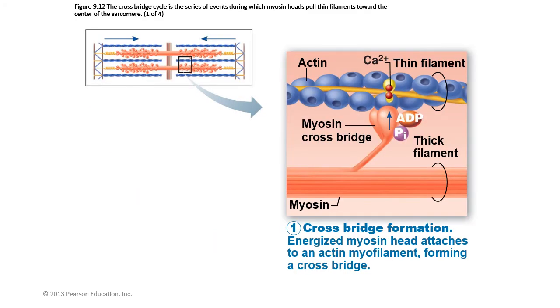The last steps associated with contraction is the cross bridge cycle. So this is the first step of that, where the myosin head is in the actin binding site. They're clearly open. Attached to the myosin head is ADP and phosphorus.